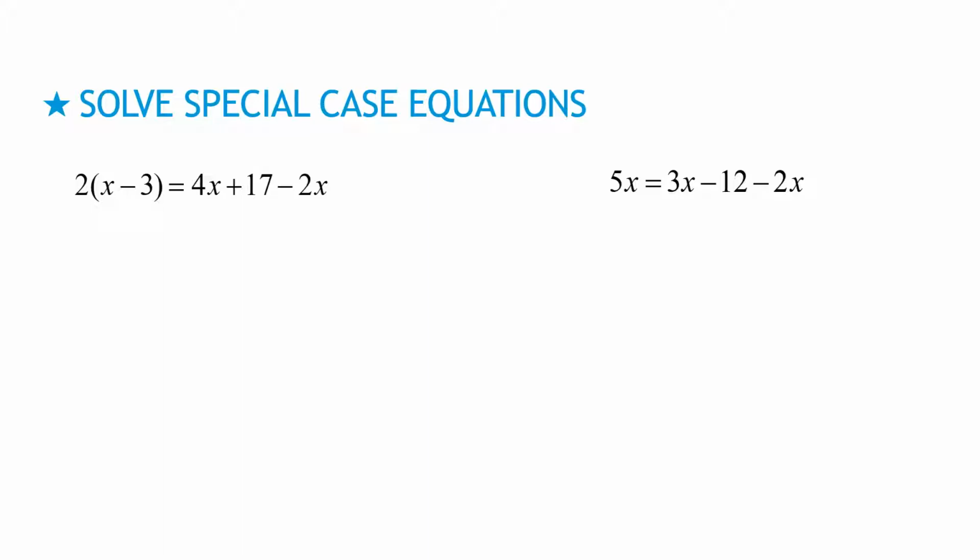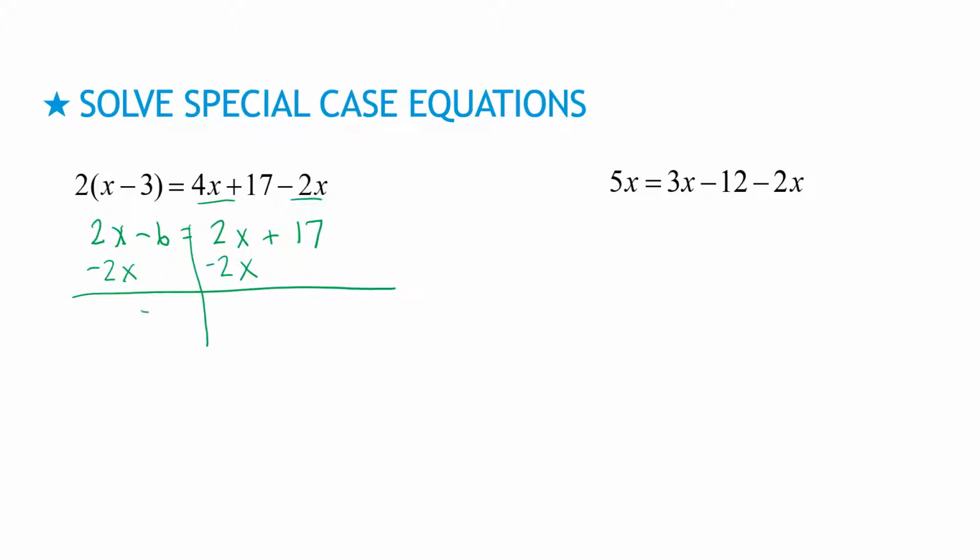So for my first one, I'm going to distribute the 2x minus 6 equals, and then again I can go ahead and combine those on the first step if I want, which I'm going to on this step. So I get 2x minus 6 equals 2x plus 17. When I subtract 2x from each side, and that's of course why I ask you to do the variables first, I get -6 equals 17, which is false. That gives me a no solution.